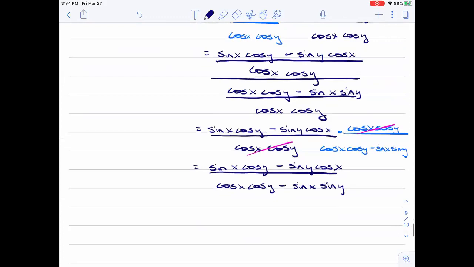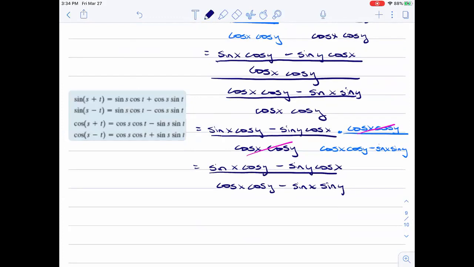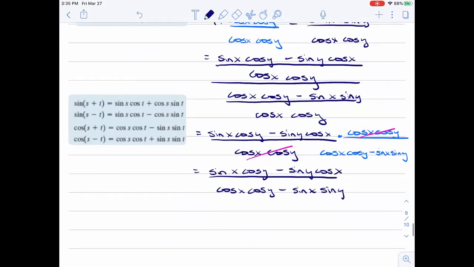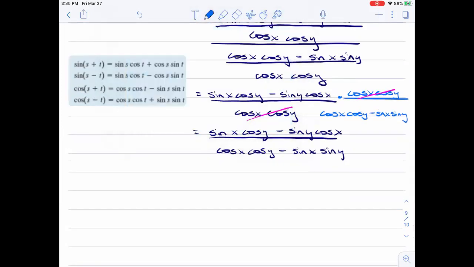Copy, paste. Okay, so if I use x as my s here and y as my t, then I've got sine s cos t minus, and I can rewrite this as cos s sine t if I swap these. So this top portion I can rewrite as sine of x minus y, from here.